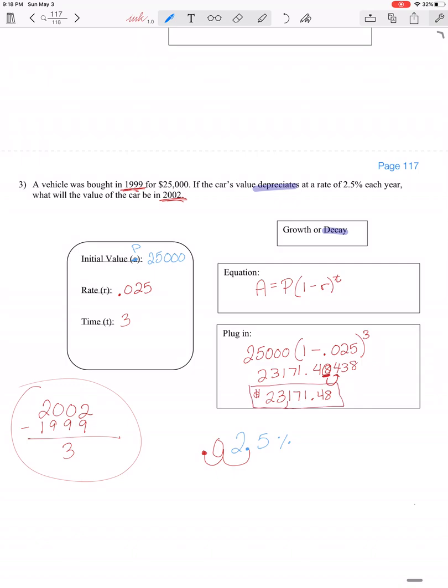So that is what our growth and decay problems will look like. I definitely recommend using that cheat sheet that you will have posted on Edmodo. Once you have your values and you plug them into the equation, you have your answer. So really just reading the question and finding the values is the hardest part of this, but I know you can do it.